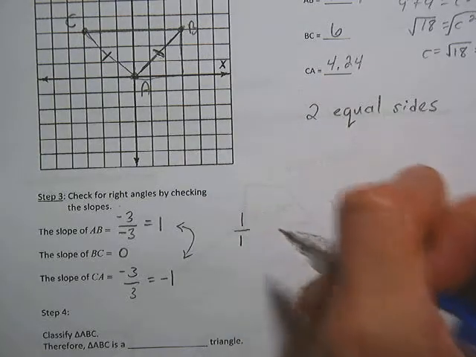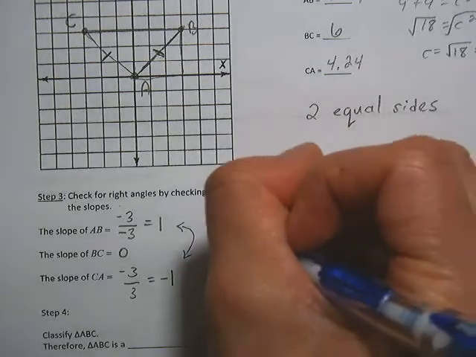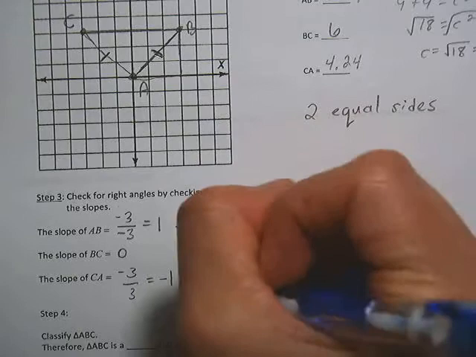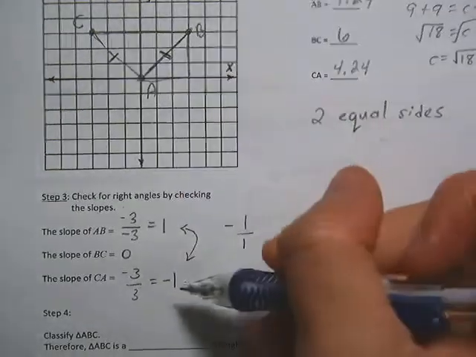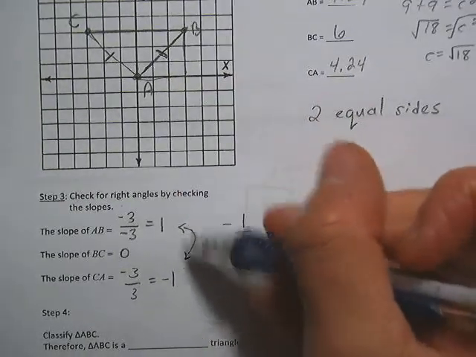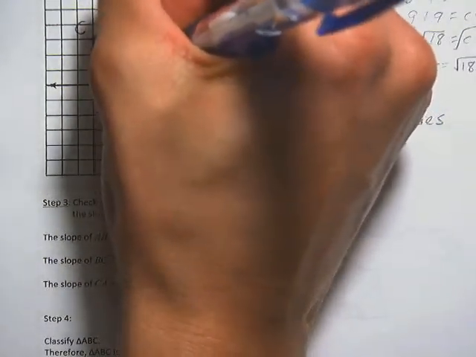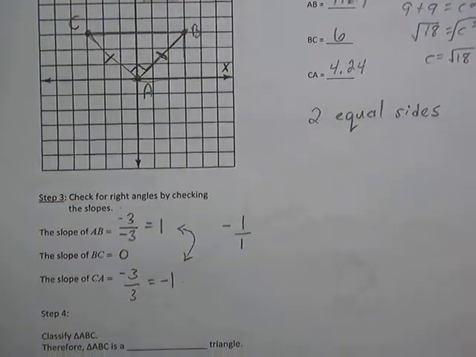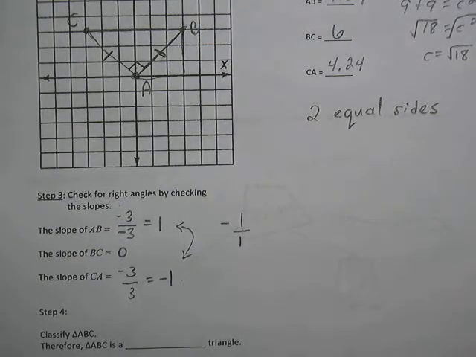I'm going to flip it, which would be the same thing. And then I'm going to change the sign of it. Does that give me the other one? And notice it does, so that means that these two are negative reciprocals. So that means not only are the two sides equal, but they are perpendicular. They cross at a 90-degree angle.